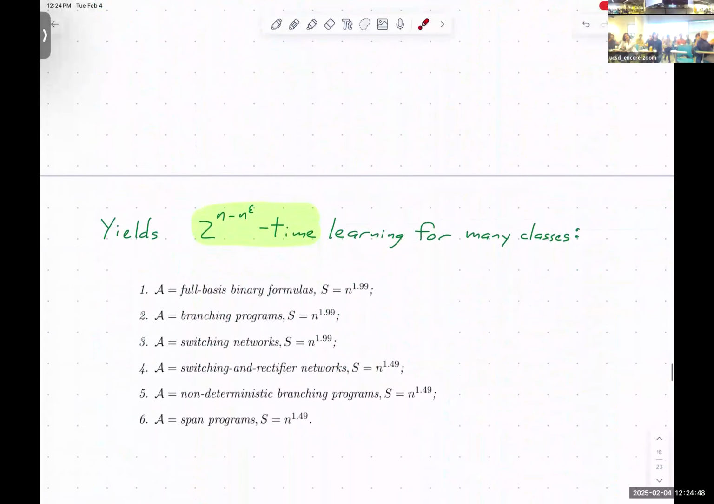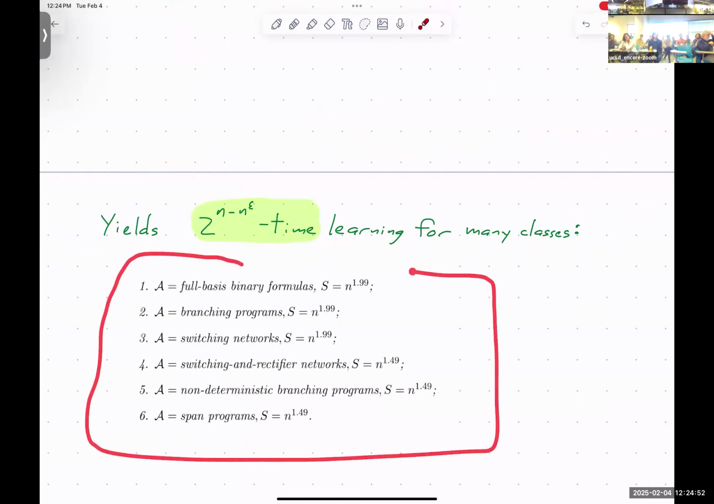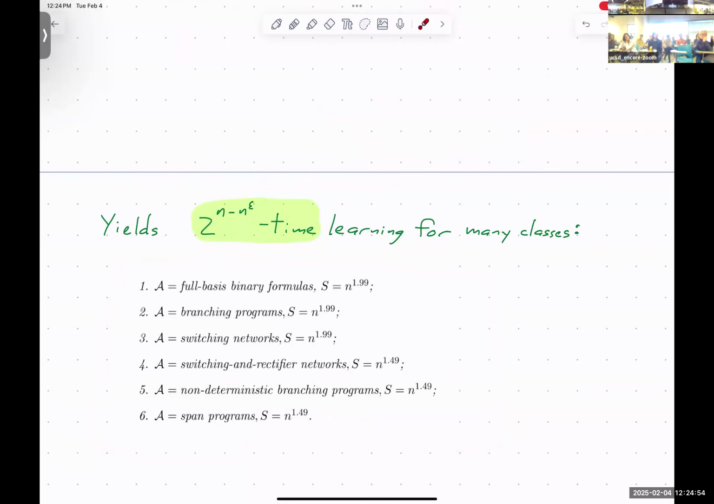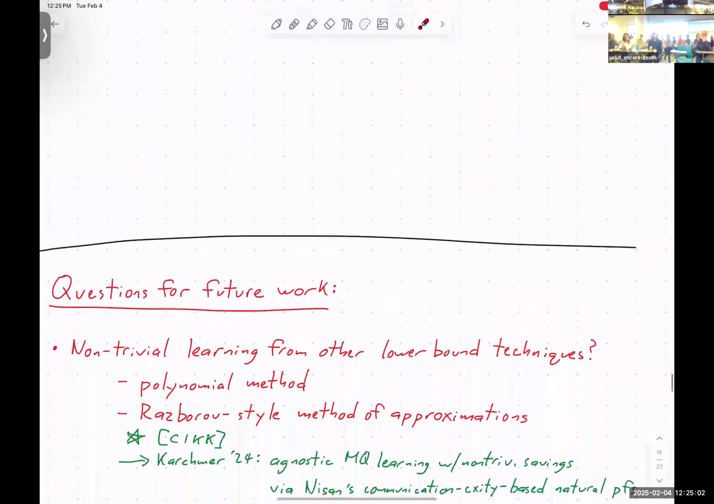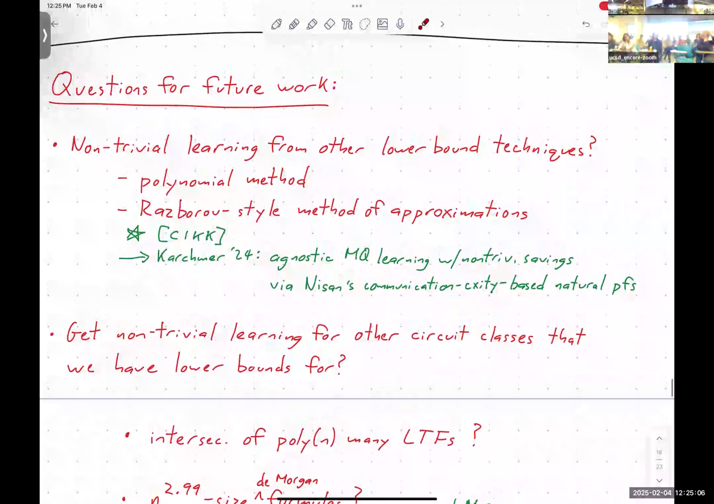So when the dust settles, for all these classes where we have Nechiporuk-type lower bounds, you get non-trivial learning with some polynomial savings, the epsilon kind of thing. So I think I'm out of time and I'm basically done. Just a couple of points, questions for future work, and I'm done.